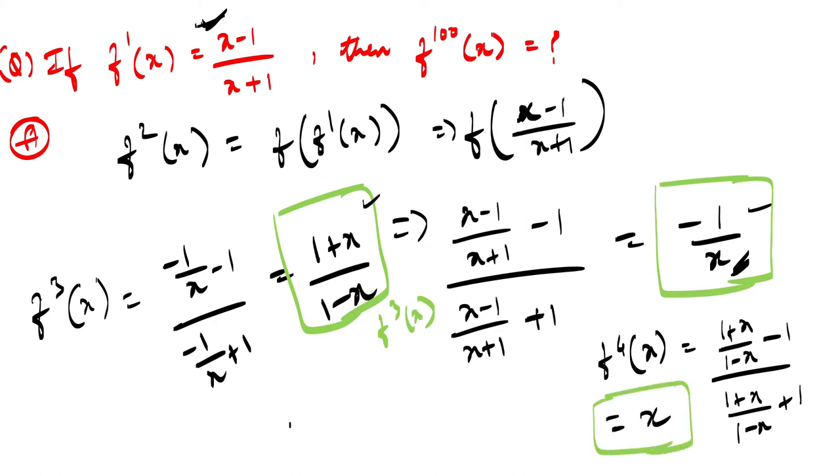Now what about f5 of x? f5 of x will be equal to, substitute x in the above function, so x minus 1 by x plus 1. This is the value of f5 of x.